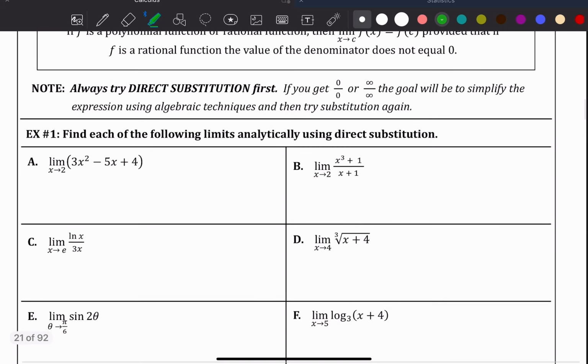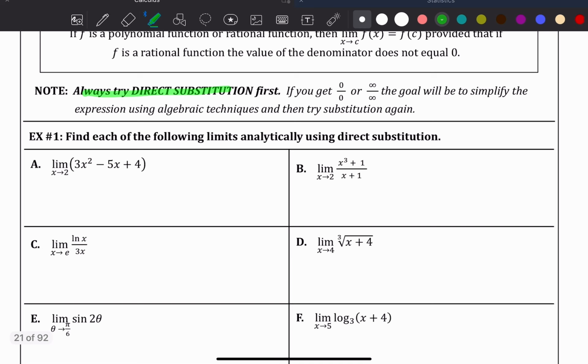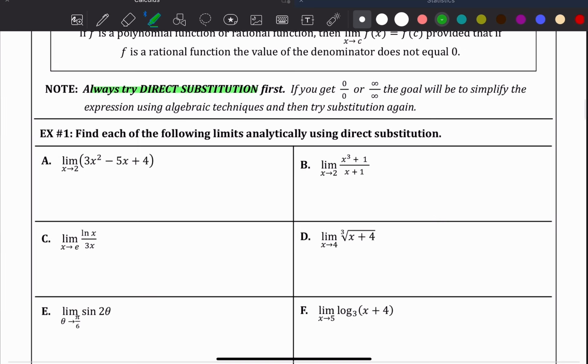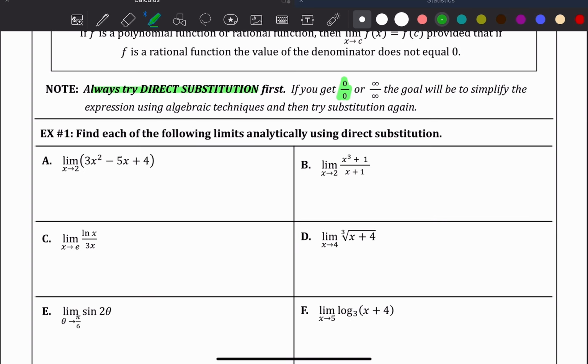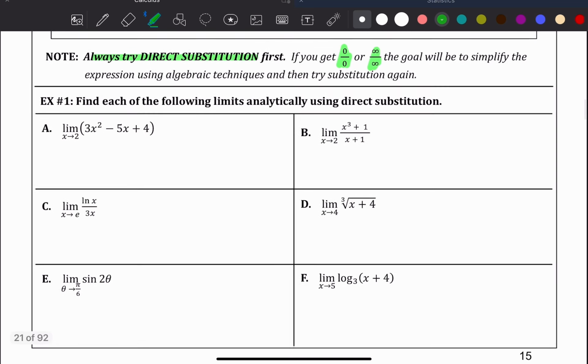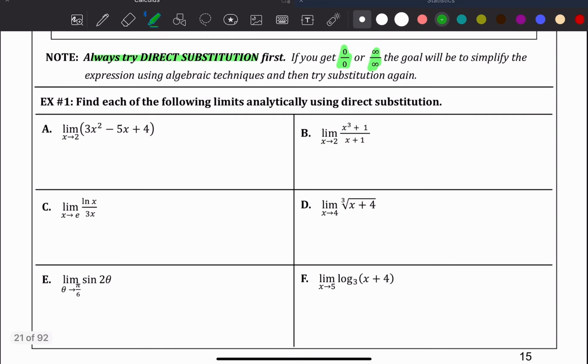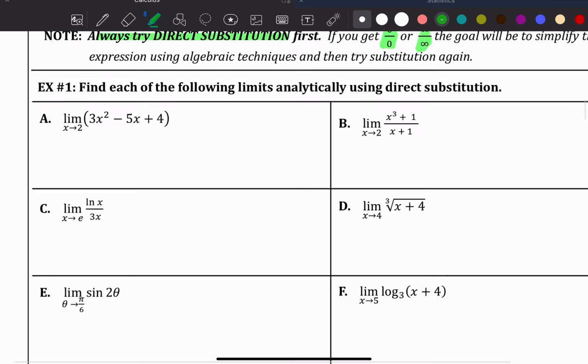The basis here is that we always want to try direct substitution first. Okay. If after we try direct substitution we end with something where 0 is in the denominator or we get infinities, then we have to use another technique to simplify before we can substitute. For each of these examples, we're simply going to be able to substitute and get an answer.